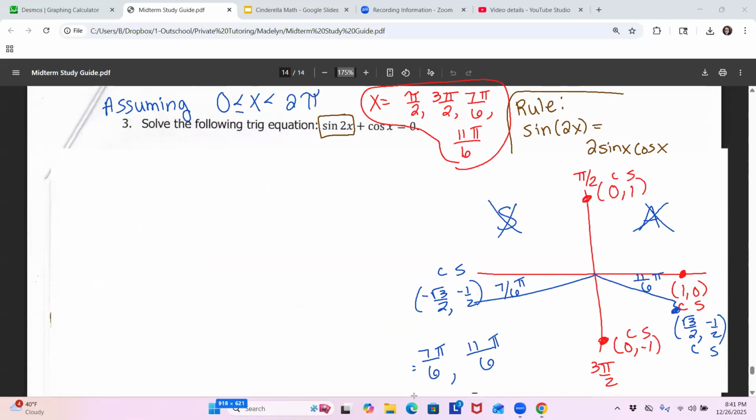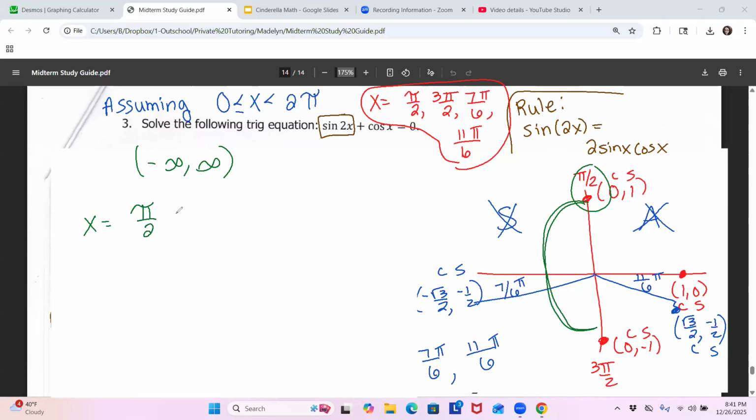If it said give every solution ever, if it said solve from negative infinity to infinity, see how the pi over 2 and then the 3 pi over 2 are half a circle away? And a whole circle is 2 pi, so half a circle is pi. We could say that our answer is pi over 2 plus half a circle k times, as long as k is an integer. Z stands for the set of all integers, by the way.